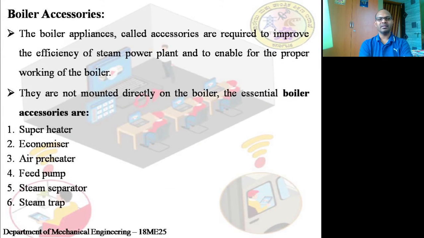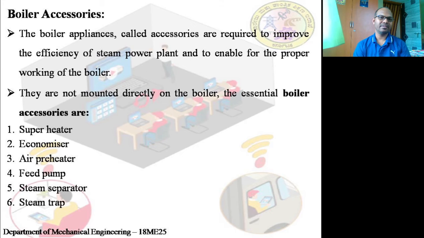Now, those are all the boiler mountings which will be directly placed on the drum, and which are necessary for safety. So those mountings are meant extensively for the safety of the boiler. Okay, now let us talk about the boiler accessories.